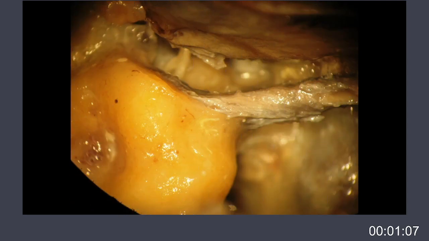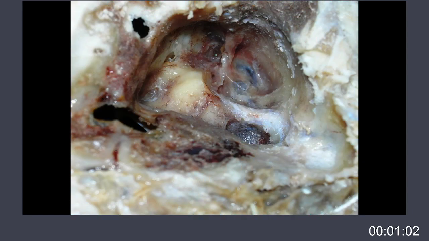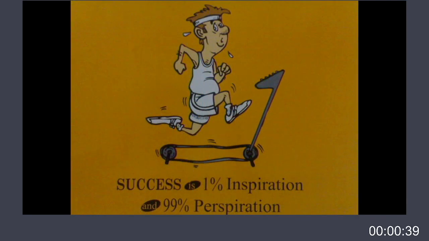These are the various bones which were dissected by me. Again, these are the complications. I took some pictures from other persons also, just to show what the complications are. We can injure the sigmoid sinus, we can injure the dural plate, we can injure the facial nerve. So success is 1% inspiration and 99% perspiration. Thank you so very much.